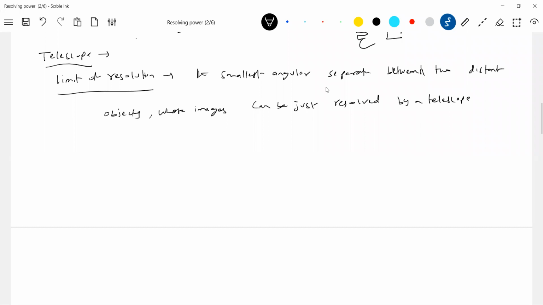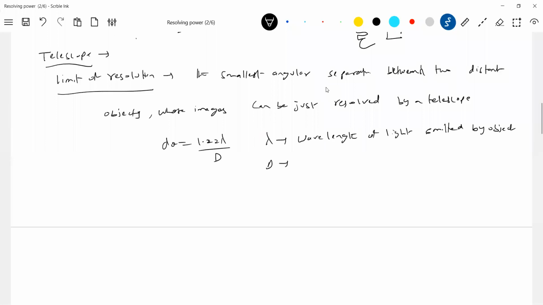So I directly say, what is this d theta? 1.22 lambda by capital D. What is lambda? Lambda is the wavelength of the light emitted by the star. Usually telescope, what we use to view the distant stars. And what is the D? D is the aperture. Lambda is the wavelength of light emitted by objects.